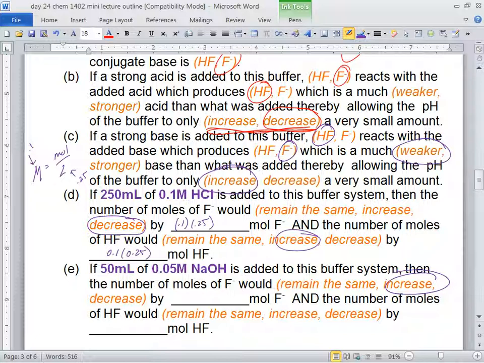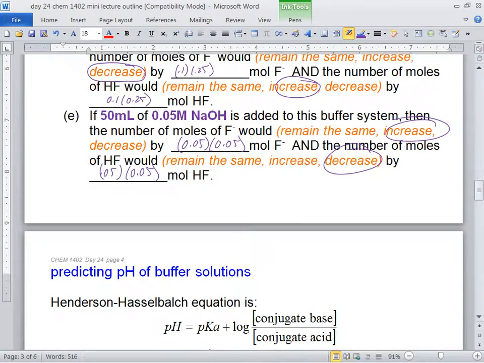Okay. And it'll increase by, how do you do this again? M times, well, liters, yeah. So you'd have, what, 0.05 times 0.05. Just multiply them. And the number of moles of HF will, everybody, decrease by the exact same number. Okay, so that's kind of the workings of it all.